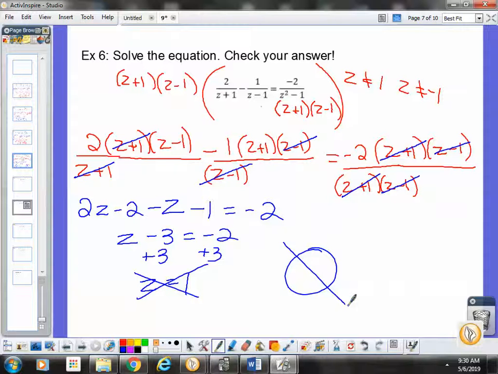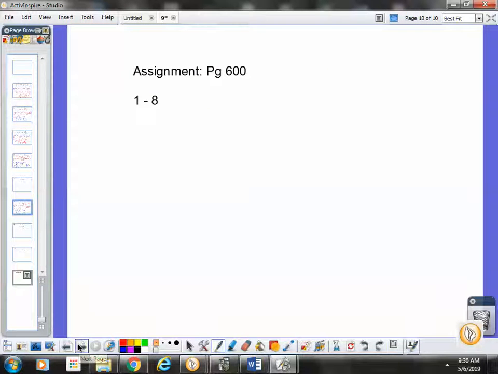Alright, that's where I'm going to stop for today. We are solving rational equations. Your homework for today is out of your book. I think these problems take up a lot of room. So if you're planning to write down the problems at a time, give yourself plenty of room as you write them down. There are 8 questions for homework tonight. We're on page 600. We're doing numbers 1 through 8.